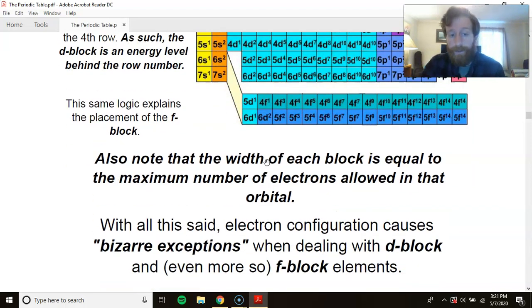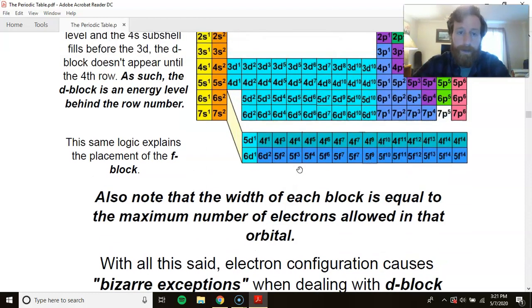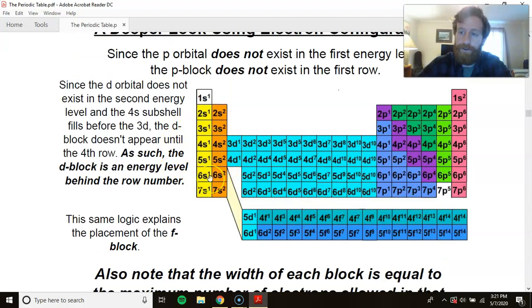And then another important thing to note is that the width of each block is equal to the maximum number of electrons allowed in that orbital. So what I mean by that is S is just a spherical shape, and therefore because it only has one possible orientation, it can only hold at most 2 electrons. And that's why the S block is only 2 elements wide. The P block, on the other hand, has 3 possible orientations.